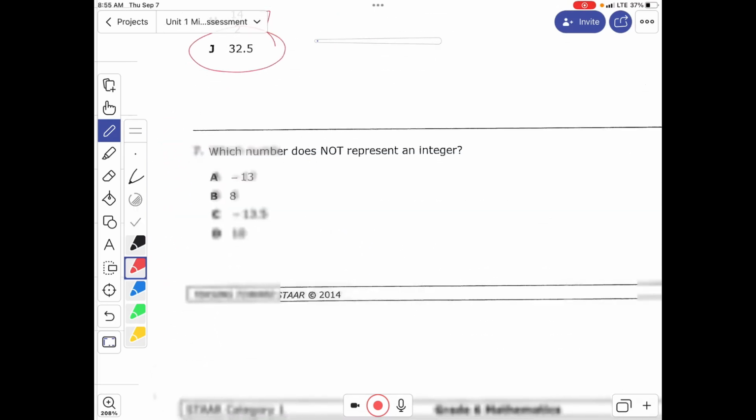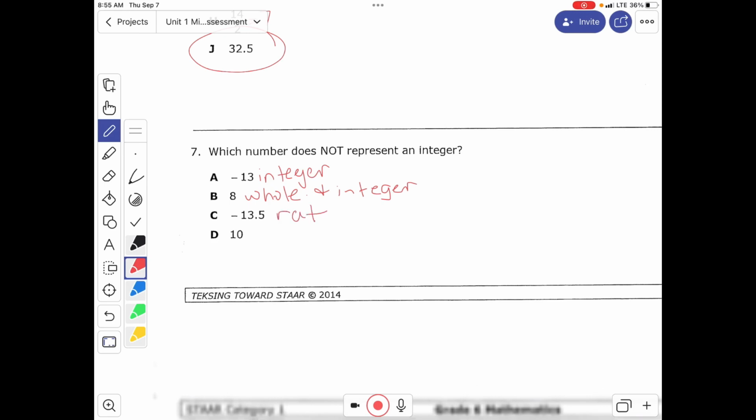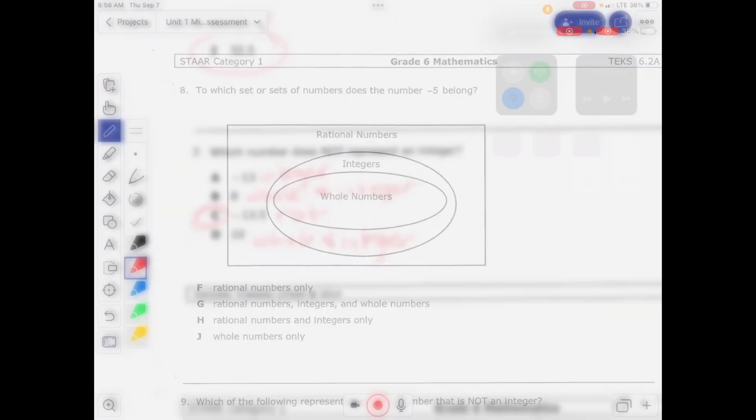Number 7, which number does not represent an integer? Well, -13 is an integer. 8 is a whole number, but if it's a whole number, it's also an integer. Negative 13.5 is rational. And 10 is also a whole number. And if it's a whole number, it's also an integer. So that means our answer is C.